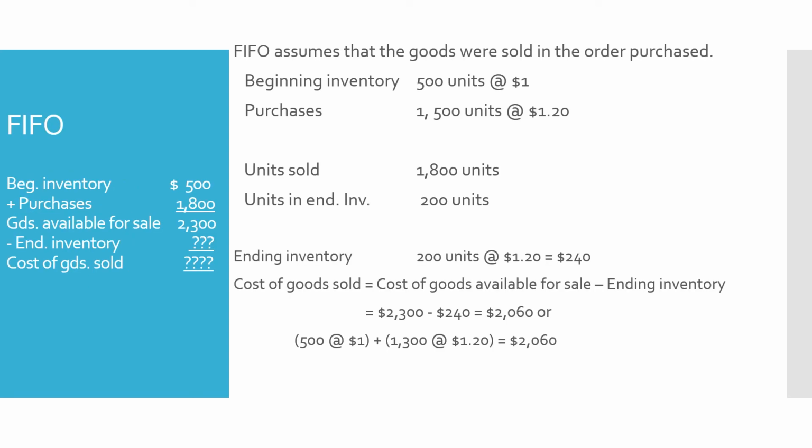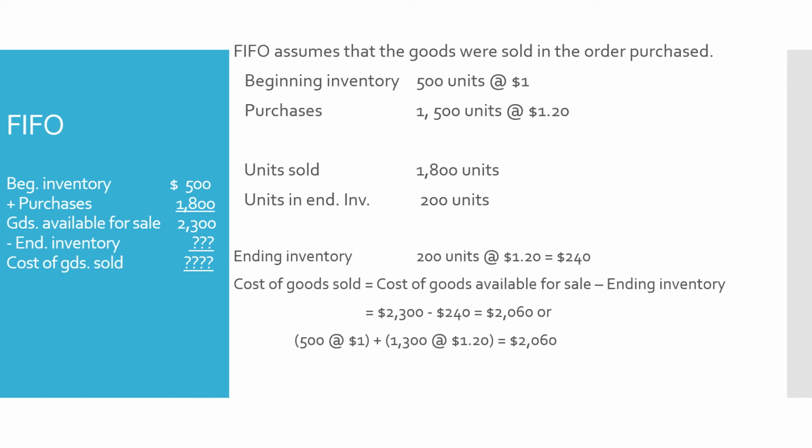So FIFO assumes that the goods were sold in the order purchased. So if we have 500 units in beginning inventory and we purchased an additional 1,500 units, if we sold 1,800 units, under FIFO, we're going to assume that we sold the 500 units at $1 plus 1,300 of the units at $1.20. Under FIFO, first in, first out, the units in ending inventory are going to come from that most recent purchase. So our ending inventory is 200 units at $1.20 or $240.